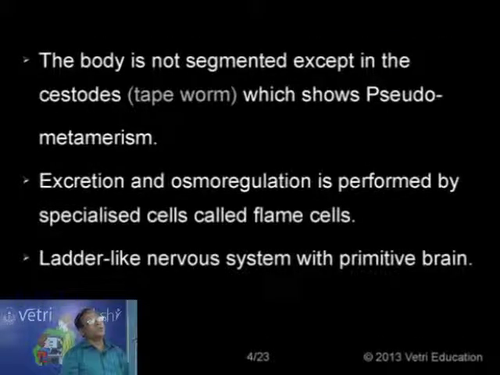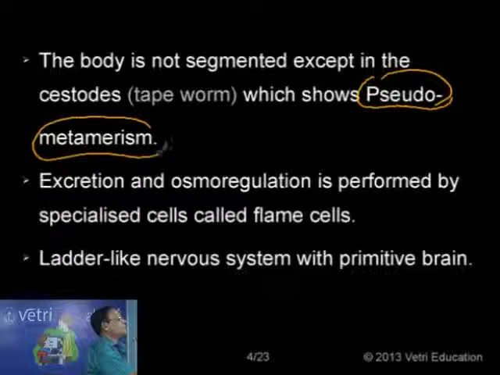Now, some more characteristics. In most cases, for example Fasciola hepatica, the liver fluke, or planaria, we don't have any segmentation. But the body of tapeworm is made up of an anterior holdfast organ, namely the scolex, and a posterior body, which you will see later. The body is made up of many segments, but these are not considered true segments. Though the body is divided into many segments, it shows what is called pseudometamerism. The best example for pseudometamerism is the tapeworm.